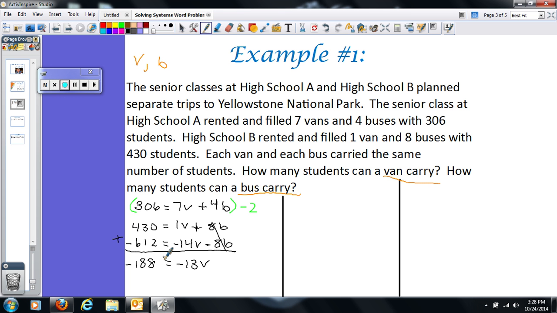We need to solve. Sorry, I mean -182. That's my fault. It should have been an 8. So now I need to solve for v. So I'm going to divide by -13, and I get that v is, so -182 divided by 13 is going to be 14 students.